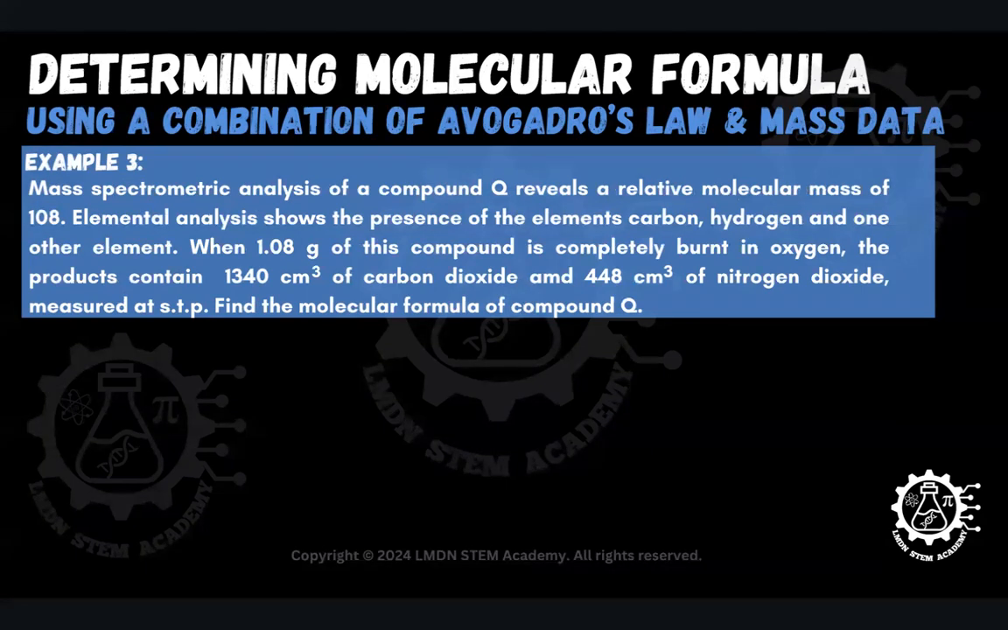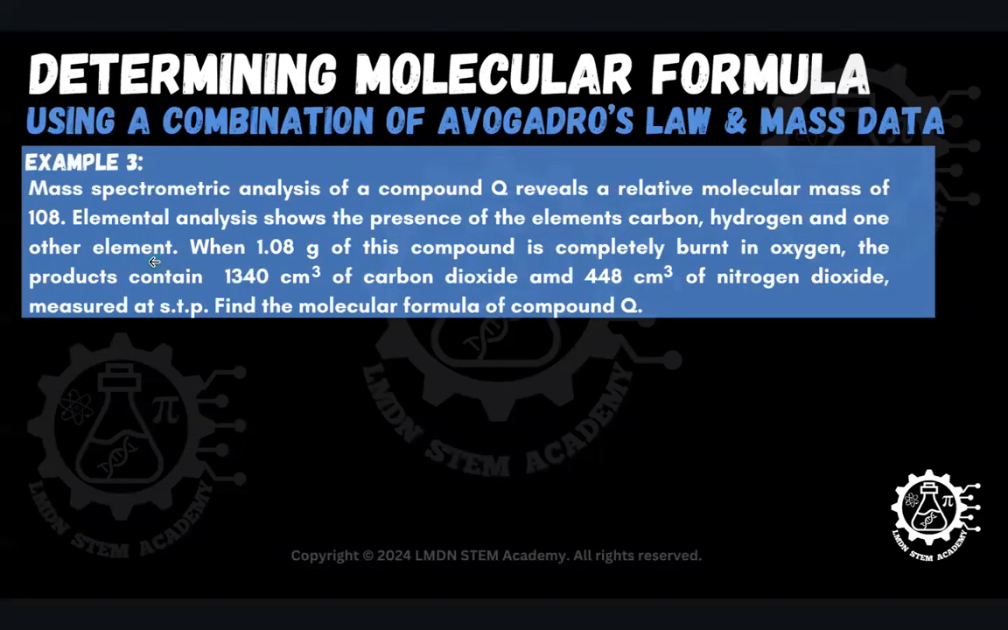So example 3 says that mass spectrometric data, right? So that's a technique and analytical method. And using that method, they did that on a compound Q, and it was revealed that that compound had a relative molecular mass of 108, right? Now, when they did elemental analysis to figure out what elements are in compound Q, they found that the elements present were carbon, hydrogen, and one other element.